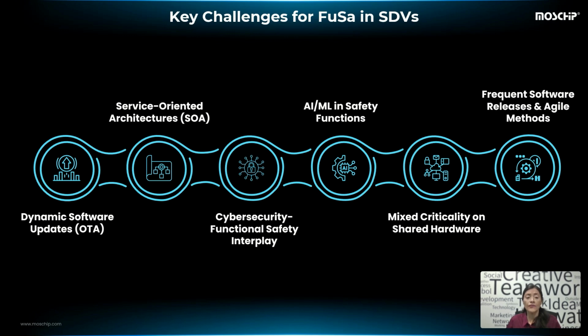Also, SDVs have frequent software releases and agile methods. And rapid iteration may skip or delay safety analysis, leading to incomplete safety cases. So, as you can see, the traditional functional safety landscape is being pushed to its limits by the dynamic, software-driven nature of SDVs. That's why we need to rethink our safety strategies. My colleague Rohita is going to walk you through this with the help of one of our project use cases, as to how we can mitigate these challenges. Handing over to Rohita.